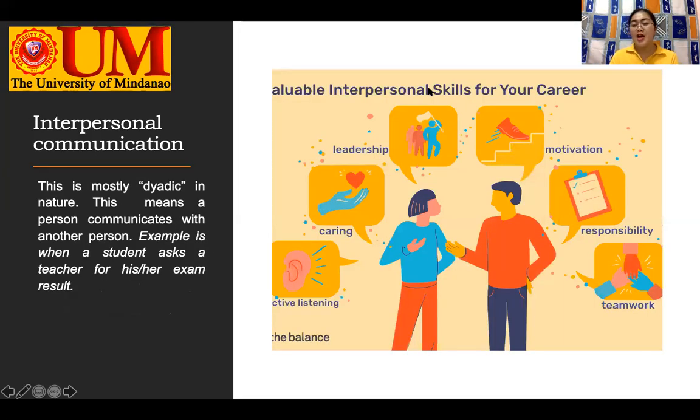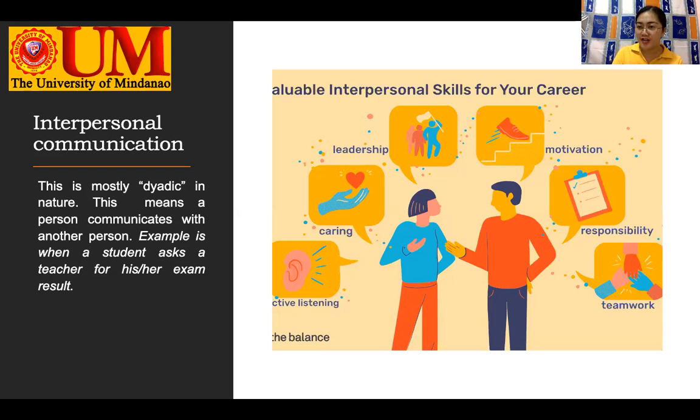Next, interpersonal communication. When we say interpersonal communication, from the word inter, that means it involves 2 people in the communication process. And those 2 people are the receiver and the sender. So interpersonal, we call it dyadic communication. So I talk to my best friend, I talk to my mother, or I communicate with my sister. So there are 2 people involved in the communication process.